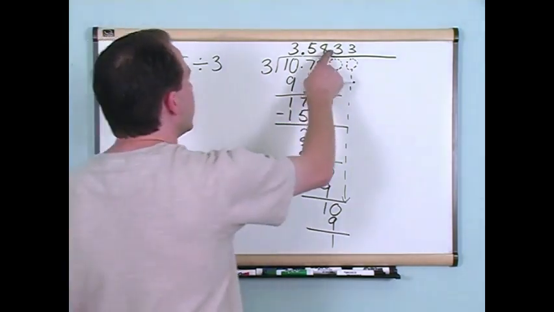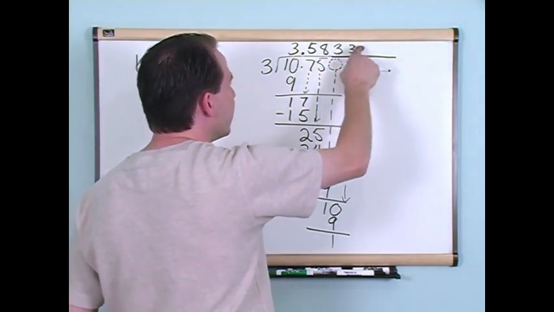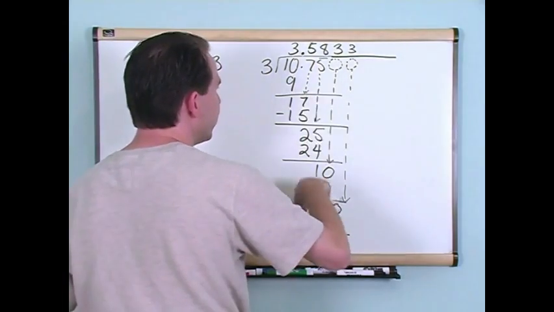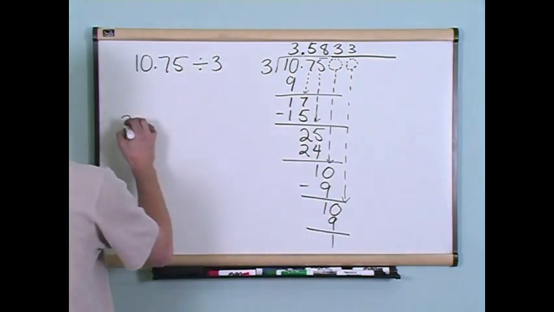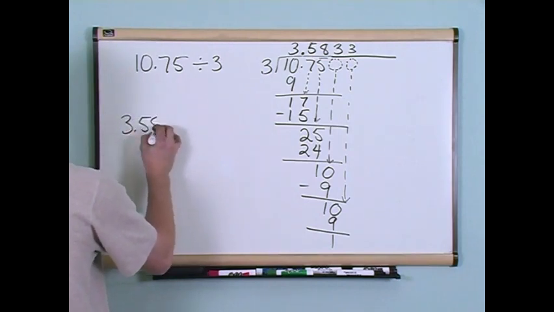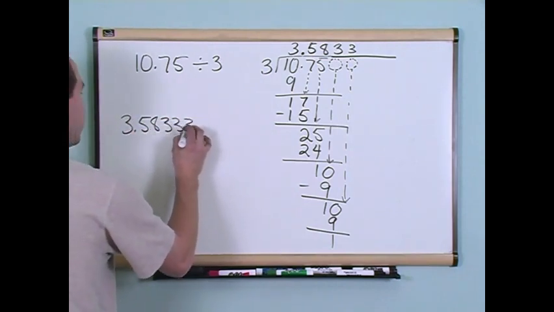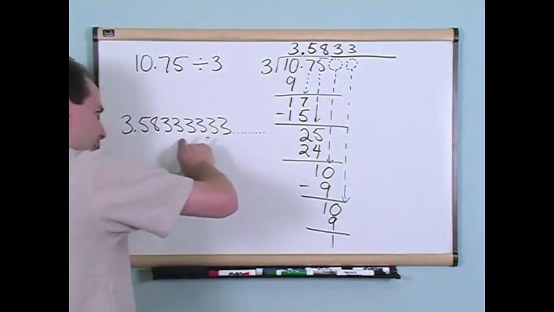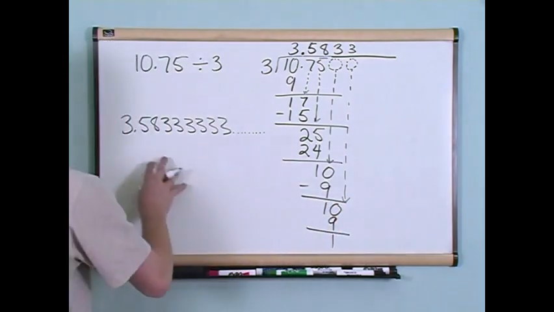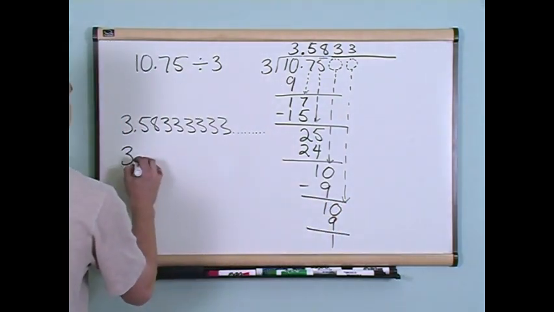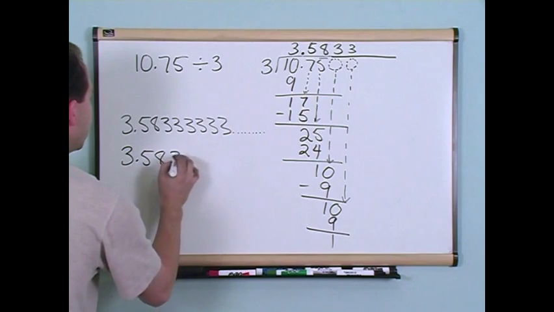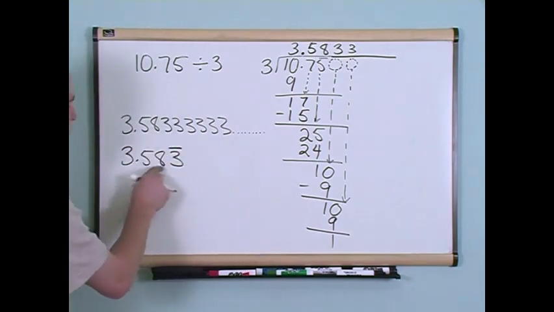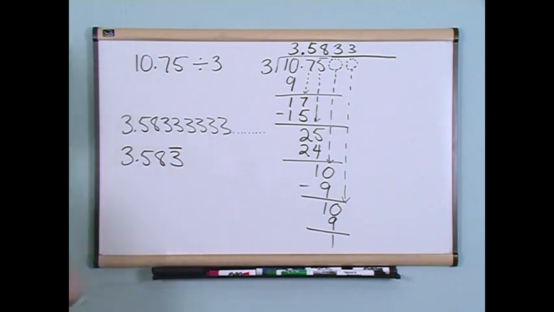So you can see I keep putting 3's up here because that's exactly what the answer is going to be, because of this problem with the 10's down here. So the answer to this problem is going to be 3.5833333. It goes on. The 3's go on forever and ever. Another way to write that is 3.583, and you can put a little bar over the 3, and that tells you that the 3 goes on forever. The 5 and 8 don't go on forever, but the 3 goes on forever.